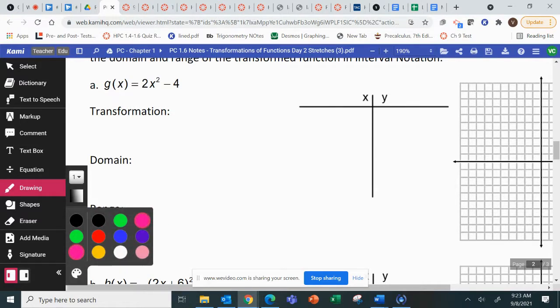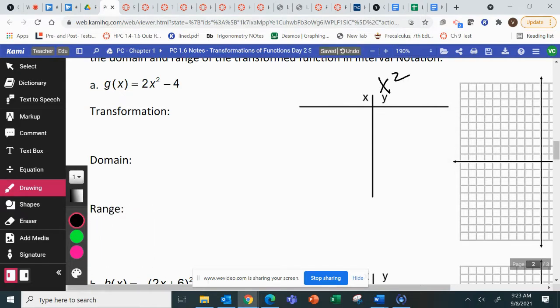So we look at this equation. The first thing I'm going to do is determine that this is an x squared parent function. This is an x squared. That's the parabola. I'm going to fill out my table.